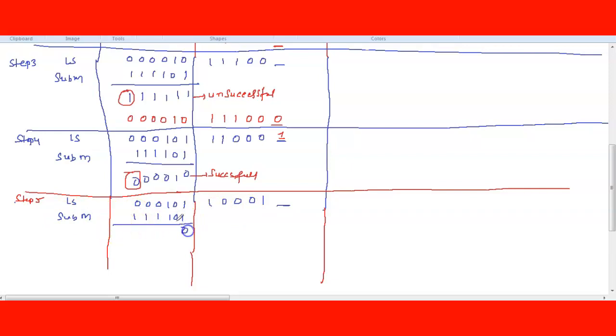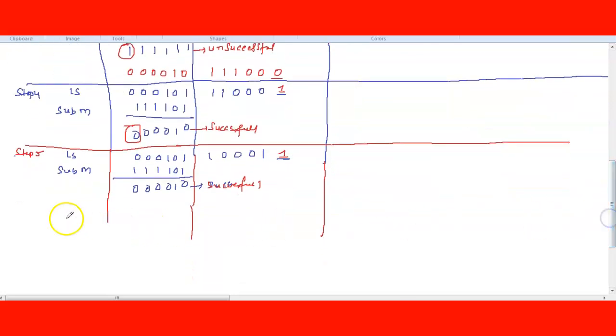So 1 1 0 carry 1, 1 1 1 0 carry 1, and so on. So this is 0 only. The carry you have to ignore. Again 0 means this number is positive and this is successful. Successful means no restoration required, and this bit will be 1. The quotient bit will be 1 whenever the step is successful.